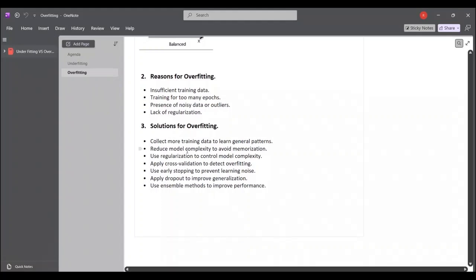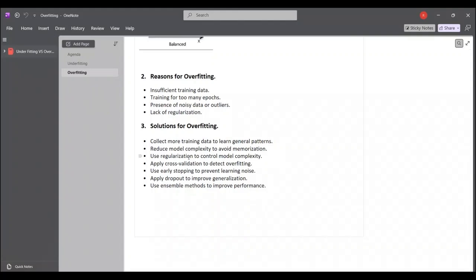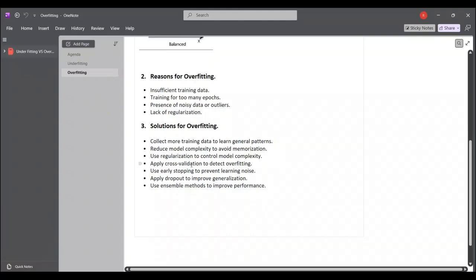Regularization techniques such as L1 regularization and L2 regularization help prevent the model from becoming overly complex by adding penalties to large model weights. Cross-validation is another important technique. It evaluates the model on different subsets of the data and helps identify overfitting before deployment. Early stopping is widely used in deep learning. Training is stopped when the model's performance on validation data begins to decrease, preventing it from learning unnecessary noise.